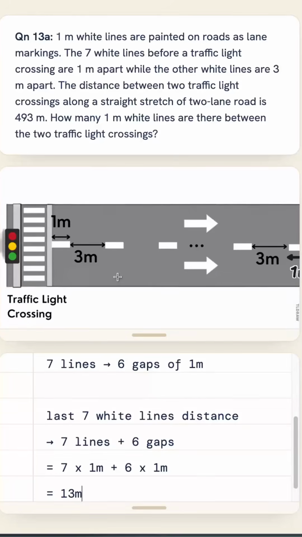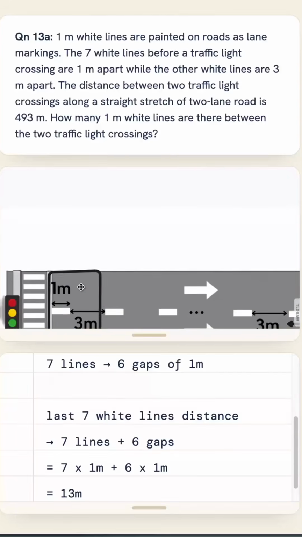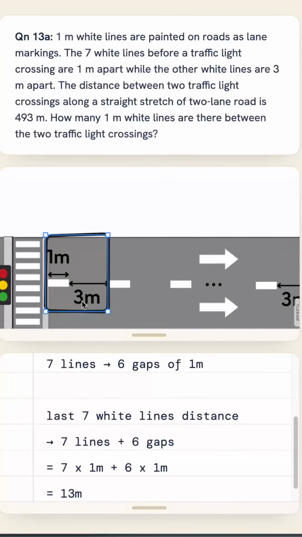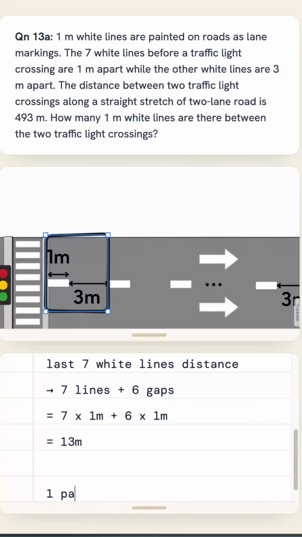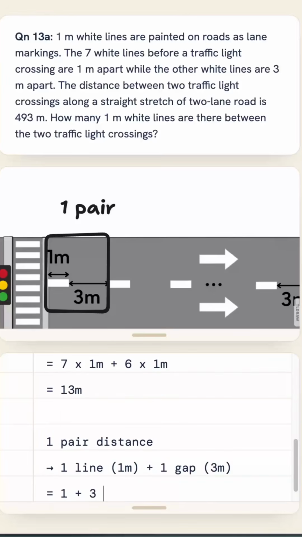The next thing is we want to know the number of pairs. So what do you mean by number of pairs over here? So one pair in the traffic light over here is this 1 meter line and 3 meters gap. So that means one pair, in this case over here, is equal to 1 line plus 1 gap, and 1 line is equal to 1 meter, and 1 gap is equal to 3 meters. One pair distance is equal to 1 plus 3, 4 meters.